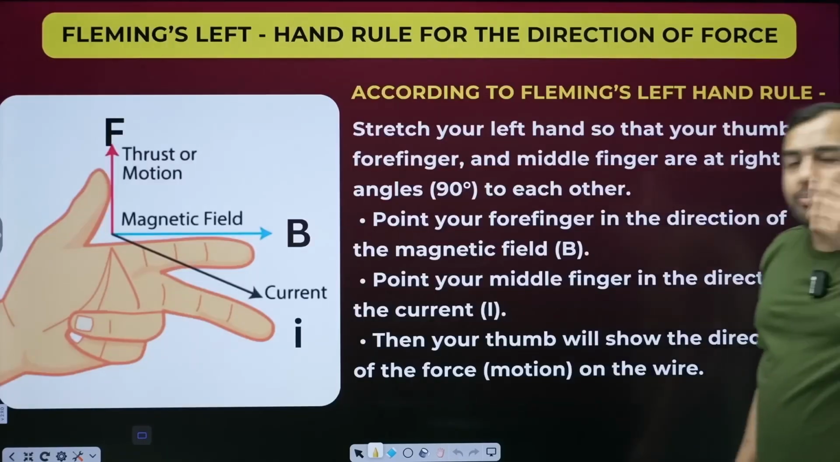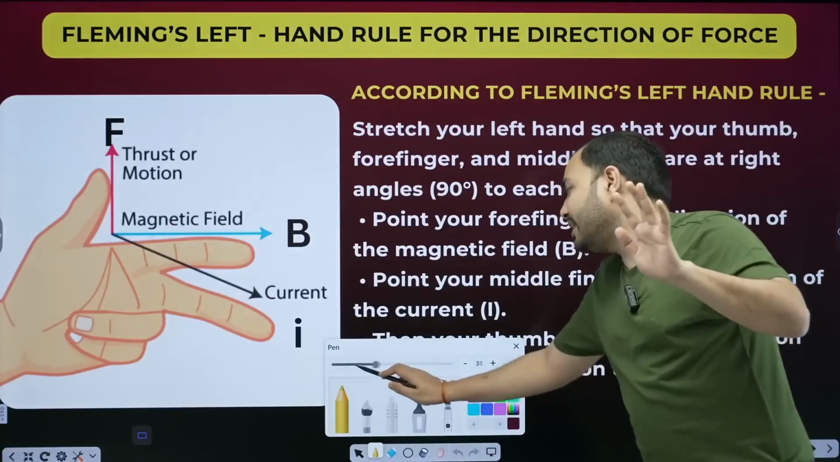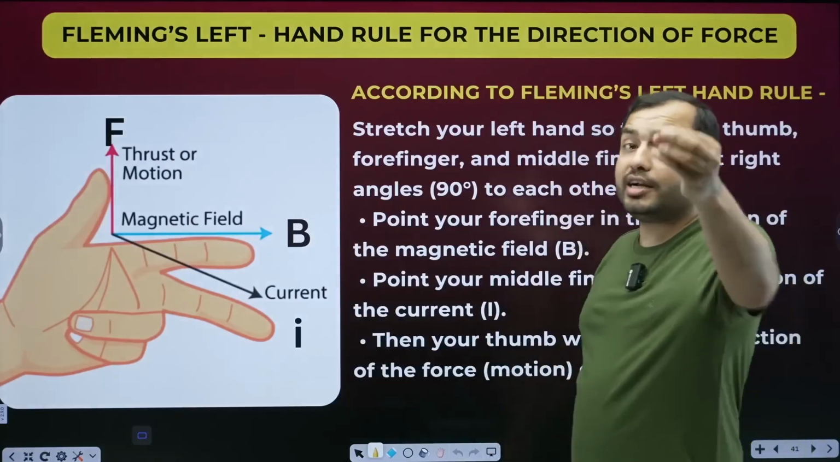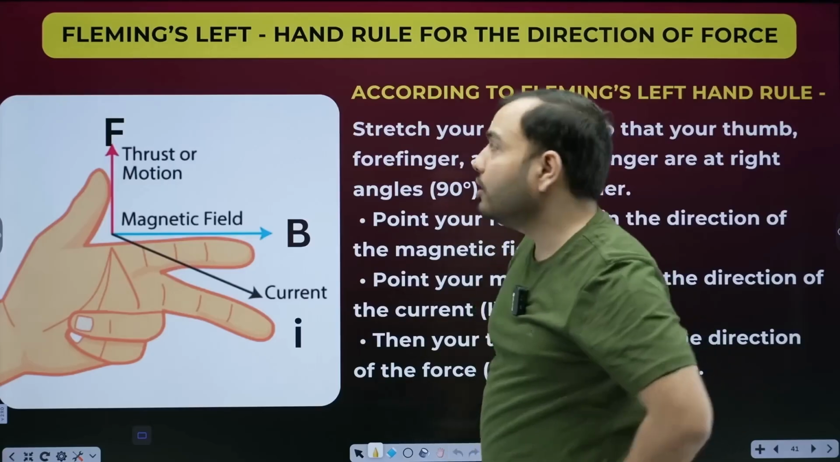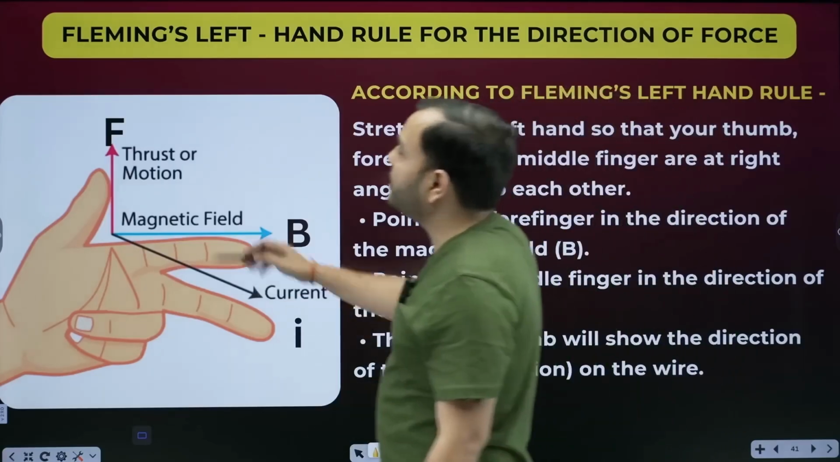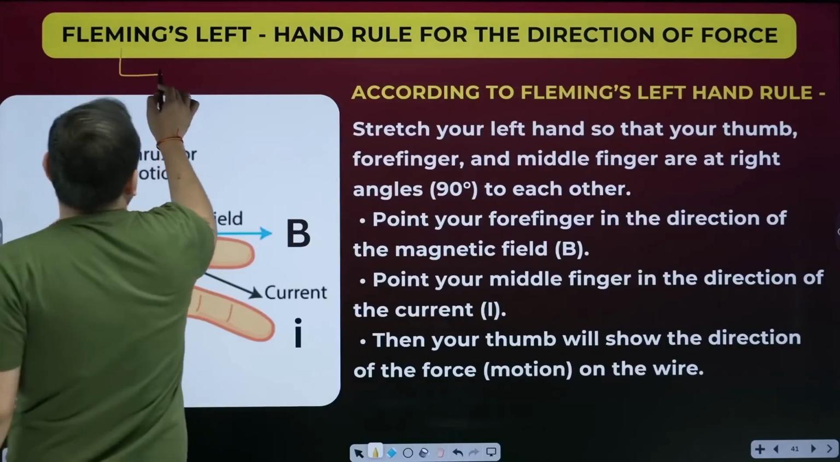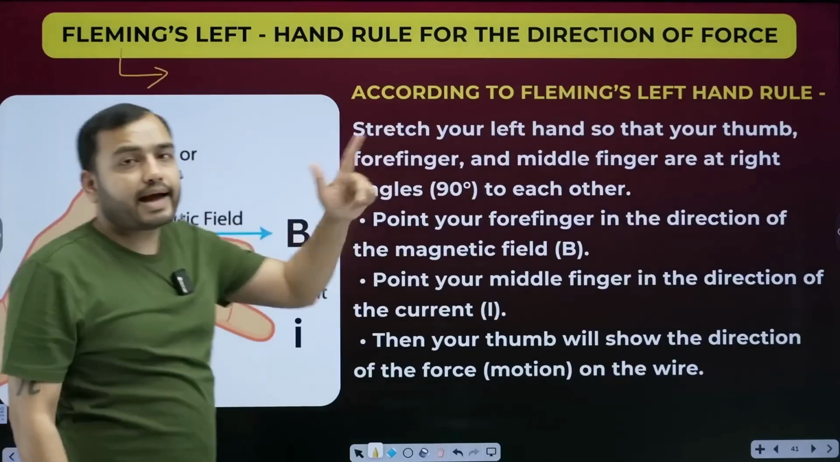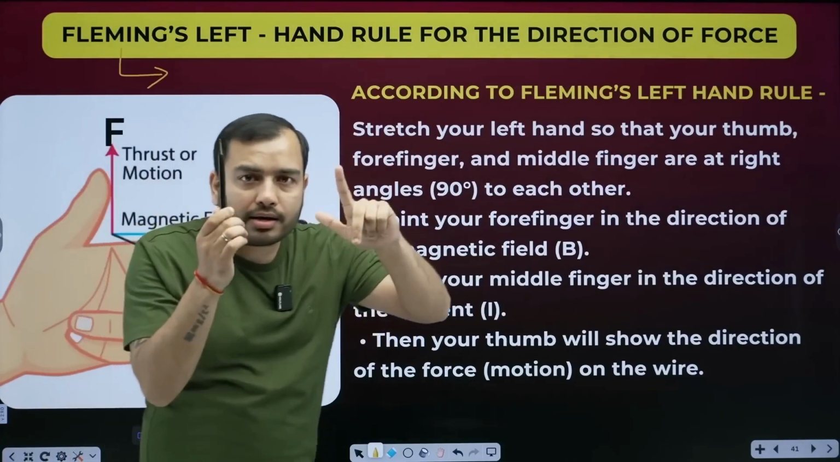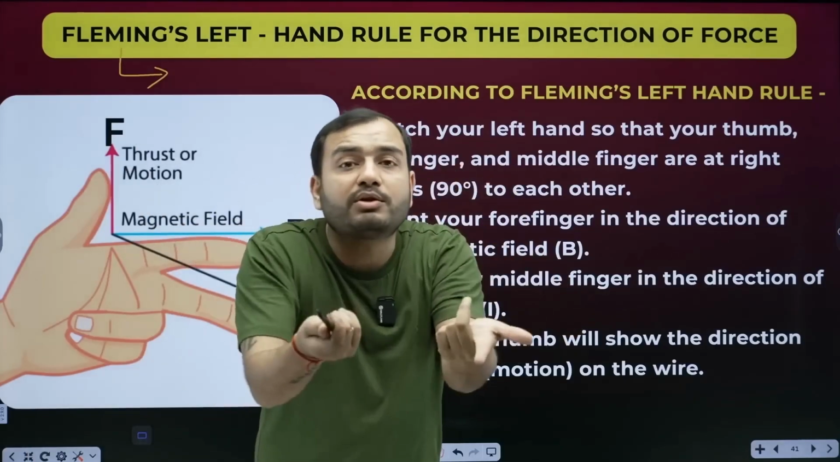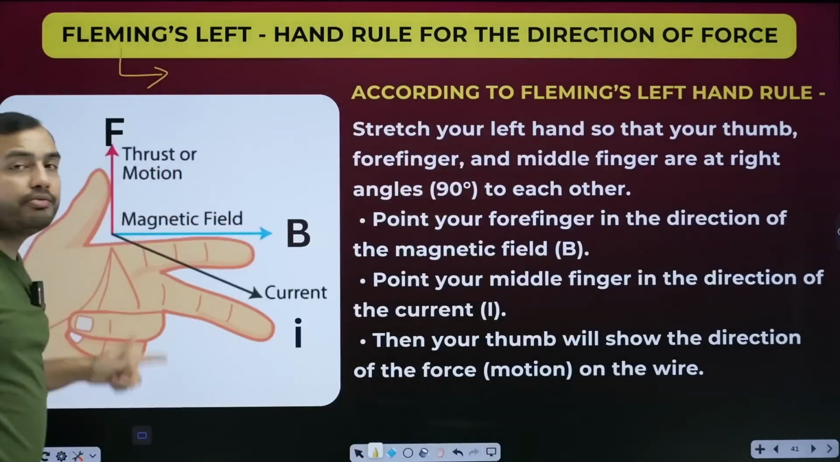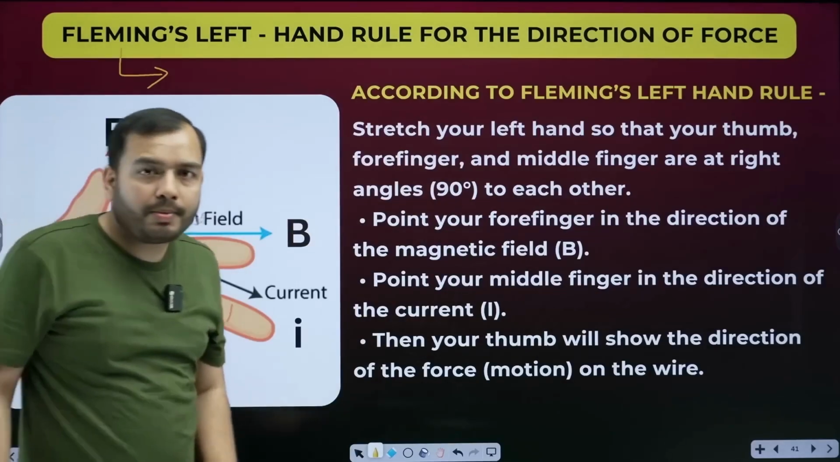Now, how much force is applied? This is not in your syllabus. You haven't been told how much force, but you have been told the direction of the force. Which way will the conductor move? To give the direction of force, another rule came: Fleming's left-hand rule for the direction of force. When a current carrying wire is near a magnet, force is applied on it, and the direction of that force will be known by Fleming's left-hand rule.